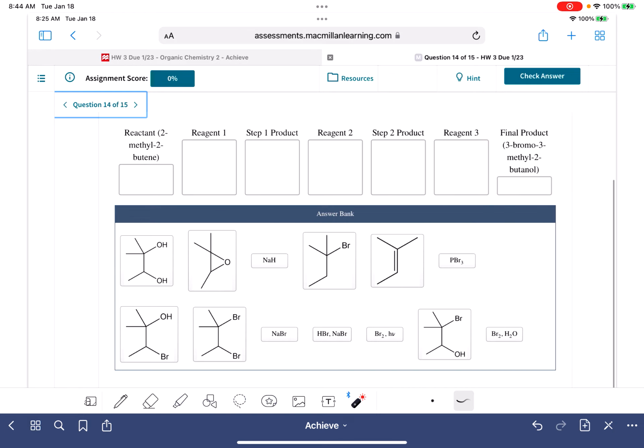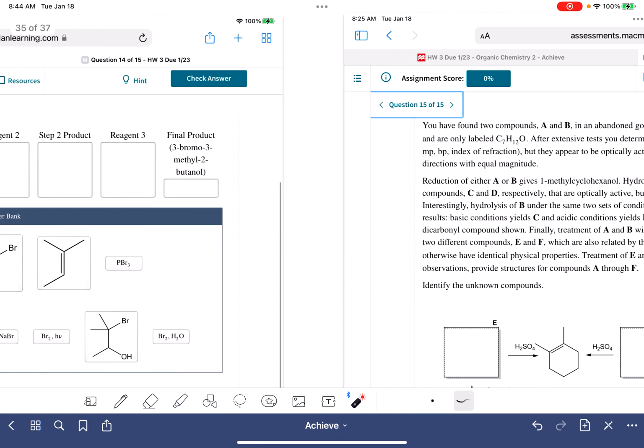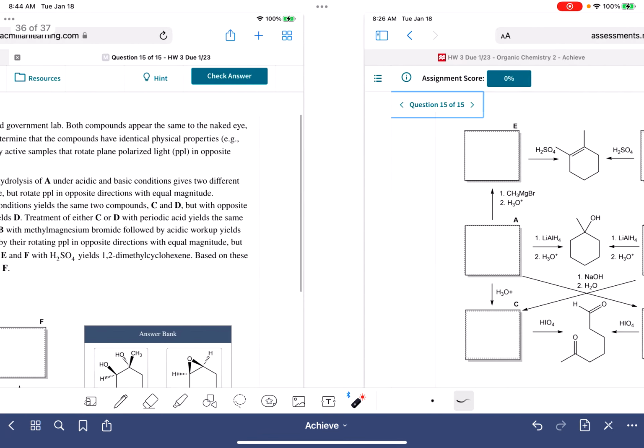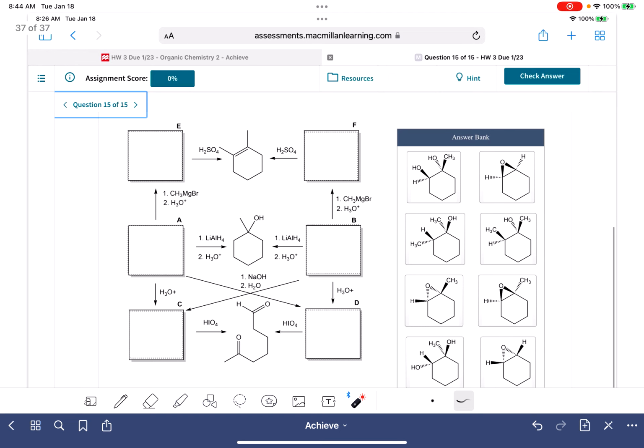Both of those you know how to name, so you should be able to proceed with that. All of these are familiar looking molecules. And then last but not least, this problem looks pretty tricky. I've got it on 2 slides. This is what the problem actually looks like, and you've got to fill in these 6 boxes.